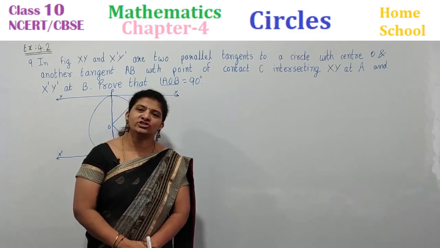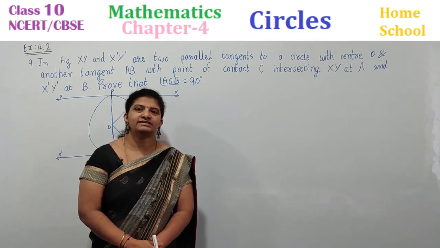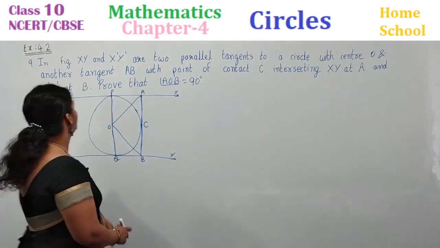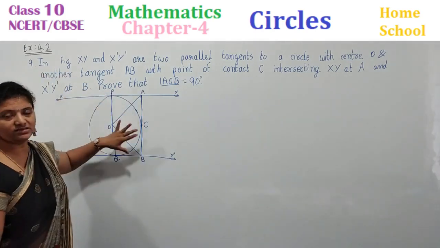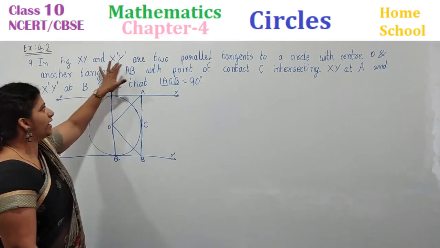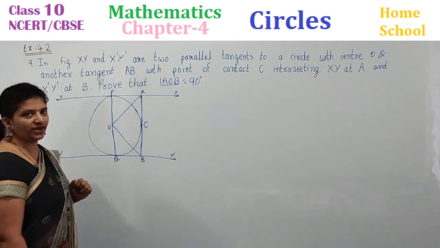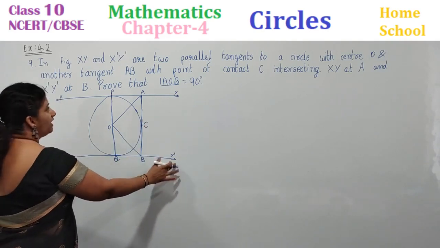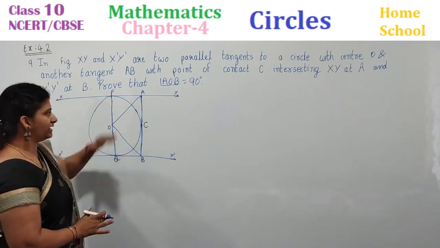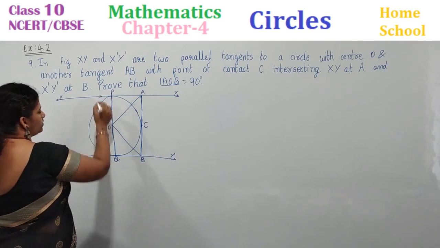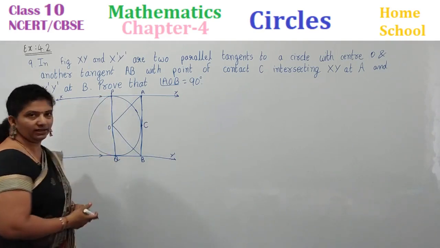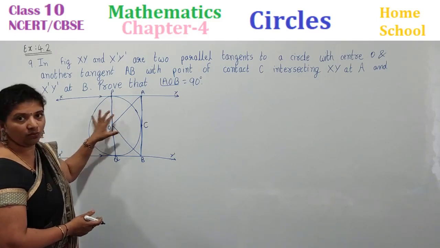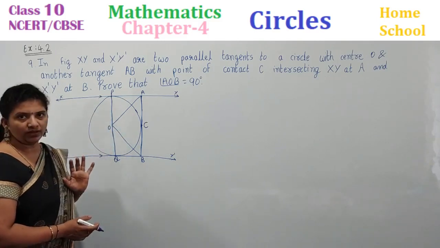We are in our fourth chapter, Circles, exercise 4.2 and problem number 9. In the figure, you can see XY and X'Y' are parallel tangents. Say these two tangents are parallel. They are two parallel tangents to a circle with center O.